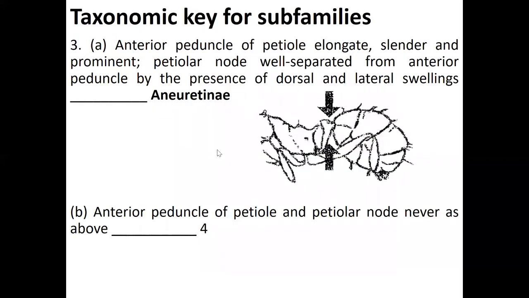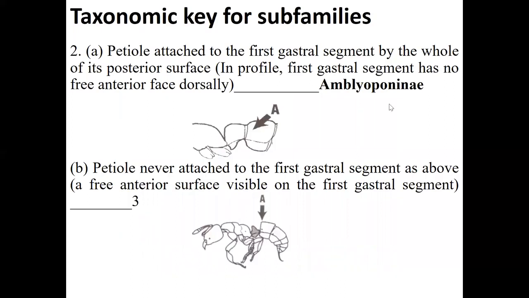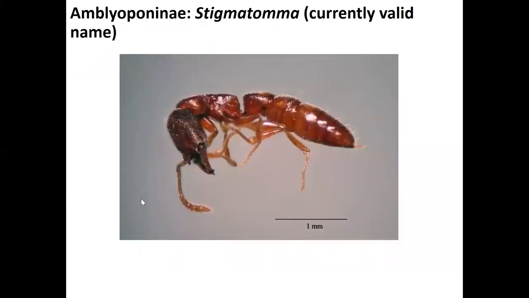Taxonomic key for subfamilies continued here. Now you have separated Amblyoponinae from your specimens. Now look at this: if the petiole is never attached to the first gastral segment as above, you go to number 3. Therefore you go here.